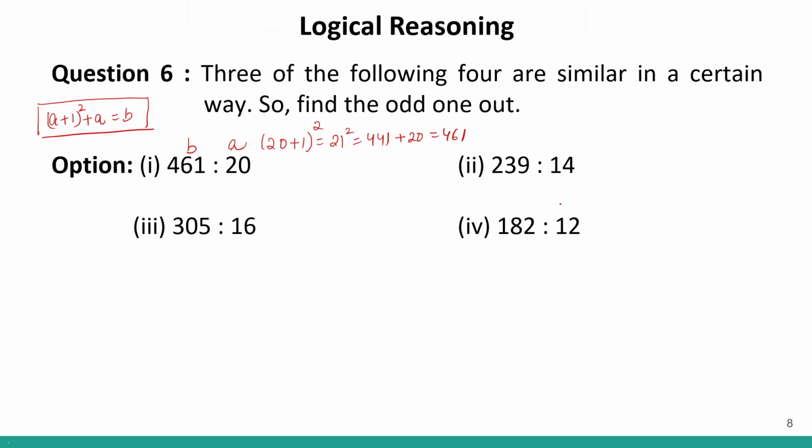Correct? Now let us look at option number 2. So 14 plus 1 square plus 14 I'll do. So 14 plus 1 square means 15 square.